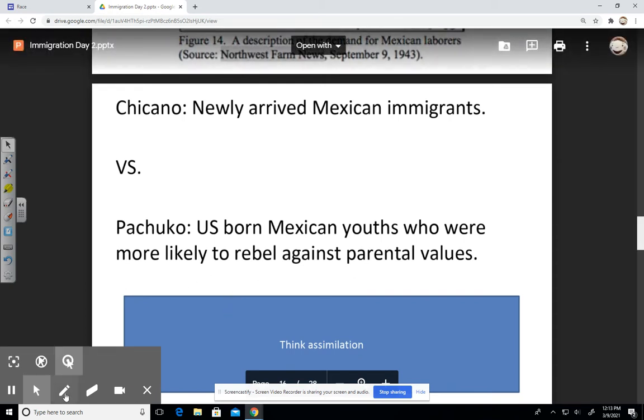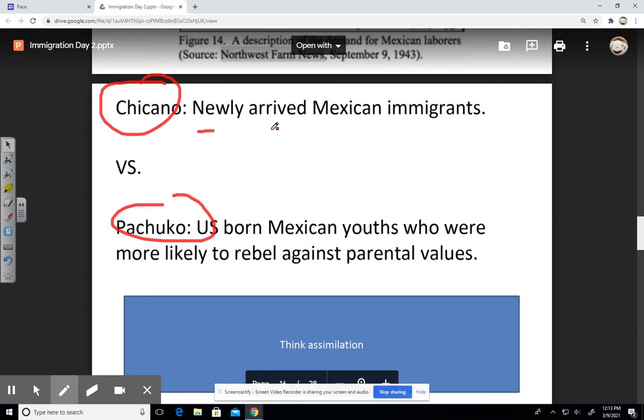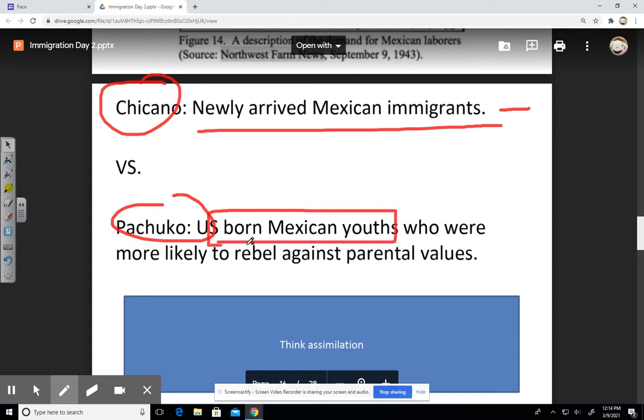So now we're looking at migration primarily to California, and we see terms here, Chicano and the Pachuco. The Chicano is the newly arrived Mexican immigrant, probably has no real connection to the United States, probably has more of a connection to what it means to be a Mexican from Mexico, and the Pachuco is a U.S.-born Mexican youth. So these individuals are born here in the United States, whereas these individuals are from Mexico. So why are these terms important?